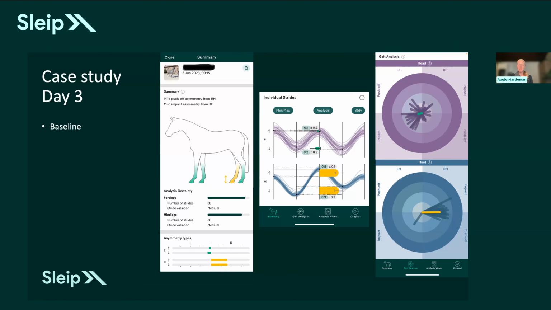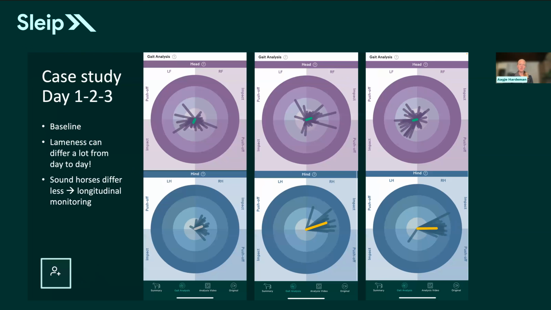So this is actually the baseline when we started trotting on day 3. Maybe you remember what it looked like on day 1 and 2, maybe you don't. So I just put it next to each other to see what's actually happening with this horse over time. And I think that you can recognize that lameness can differ quite a lot from day to day. And that's why it's so important to stabilize it properly. That's one. And second of all, to make a new baseline every day.